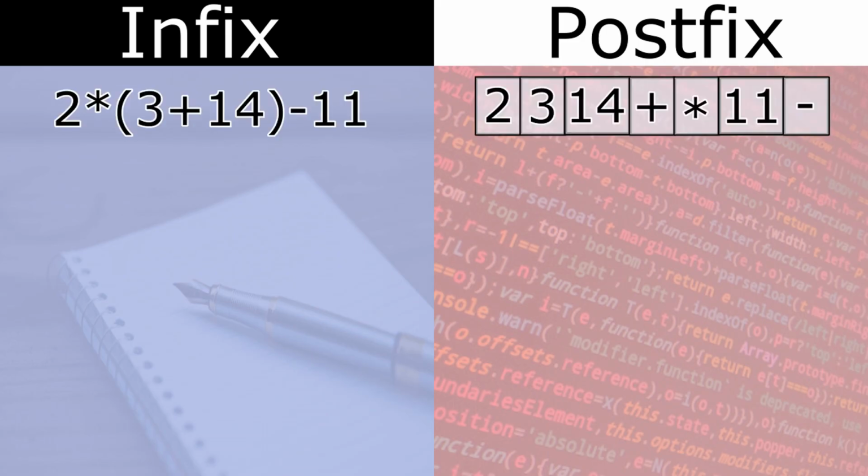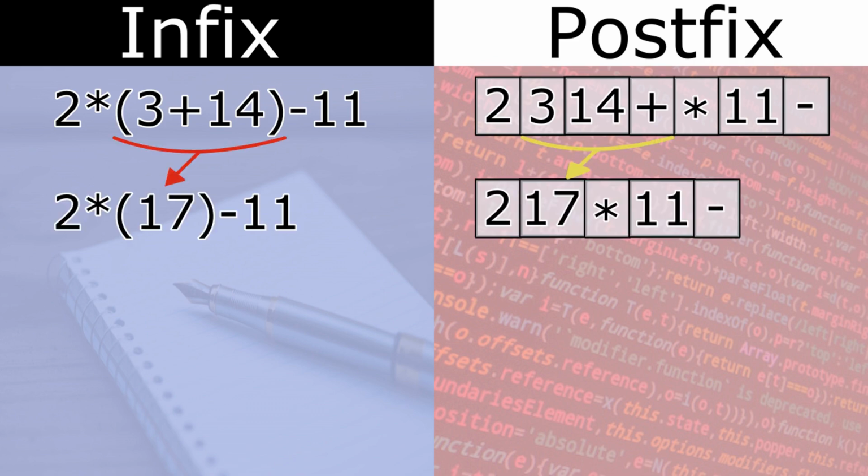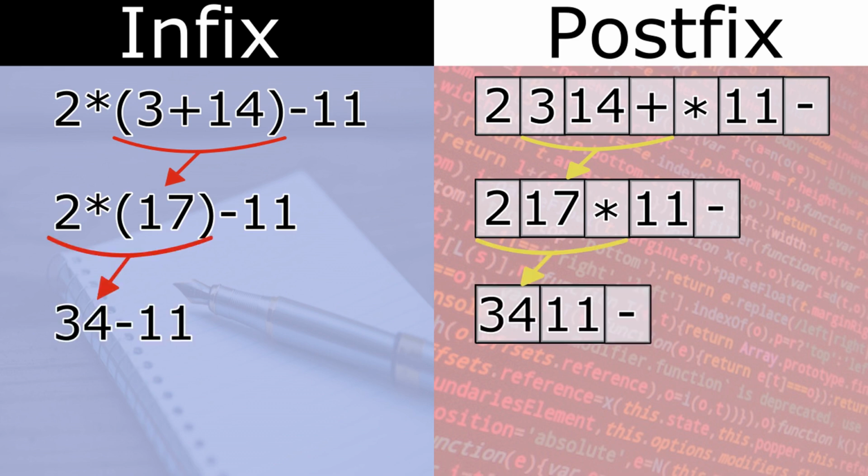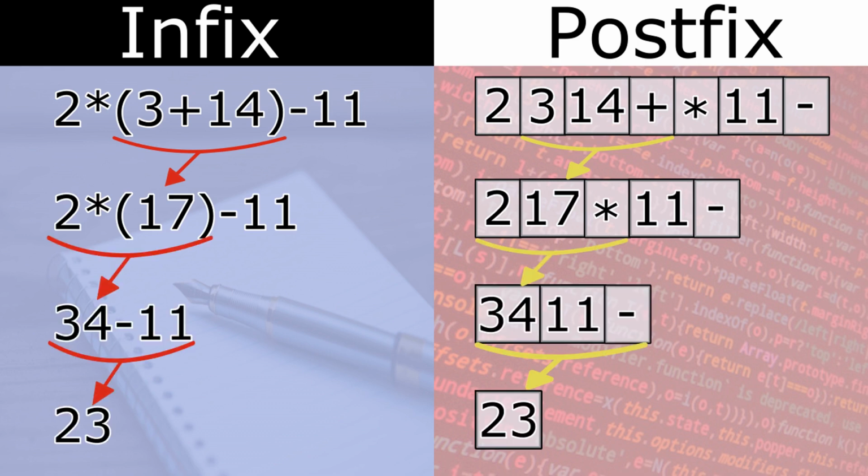Math students learn order of operations at an early age and can quickly look at infix expressions like 2 times (3 plus 14) minus 11 and know to add the 3 and 14 first because it is in parentheses. Then multiply 2 by 17 and finally subtract 11.